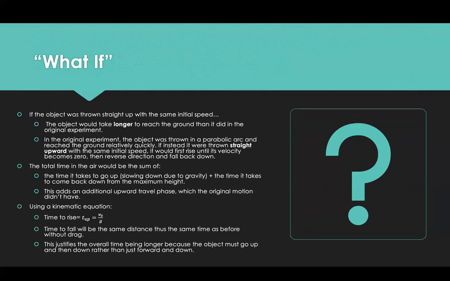And then for answering what if the object was thrown straight up with the same initial speed, I say that the object would take longer to reach the ground than it did in the original experiment. In the original experiment, the object was thrown in a parabolic arc and reached the ground relatively quickly. If instead it was thrown straight upwards with the same initial speed, it would first rise until its velocity became zero, then reverse directions and fall back down. Using a kinematic equation as seen here, it justifies the overall time being longer because the object must go up and then down rather than just forward and down.